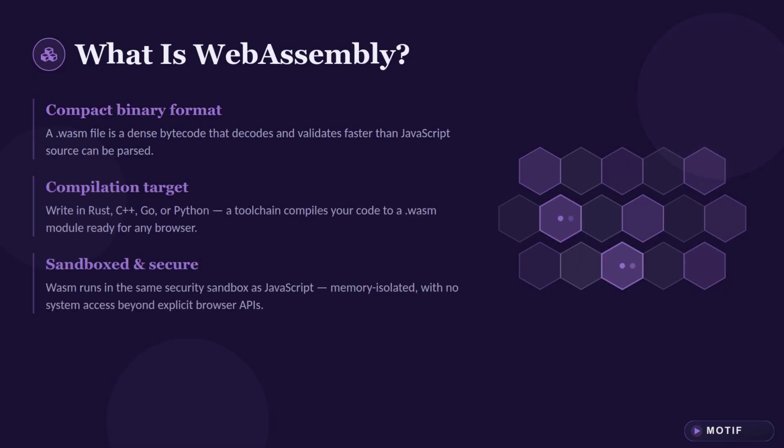WebAssembly, WASM for short, is a compact binary instruction format designed as a portable compilation target. You write code in C, C++, Rust, Go, or dozens of other languages, and a compiler transforms it into a .wasm module. That module loads in the browser like any other resource, and the JavaScript engine runs it directly. No parsing overhead, no dynamic type guessing, just lean bytecode that maps closely to native machine instructions.